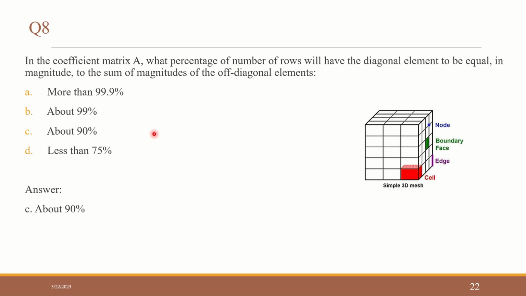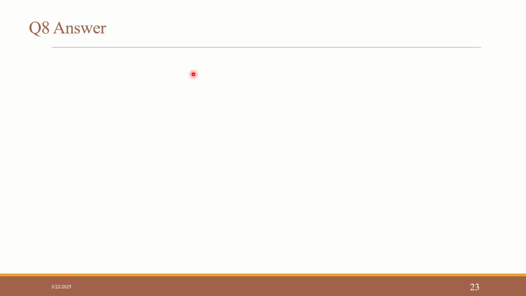If we take a look at it, the interior grid points we use will lead to the number of rows with diagonal element equal in magnitude to the sum of magnitudes of all the off diagonal elements. So for the question 8 answer, the Laplace equation is of the form dou square f by dou x square plus dou square f by dou y square plus dou square f by dou z square equal to 0.